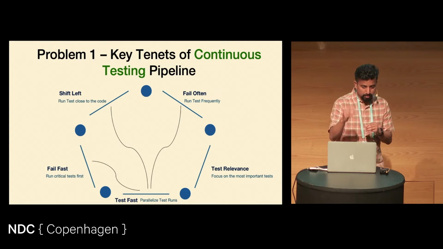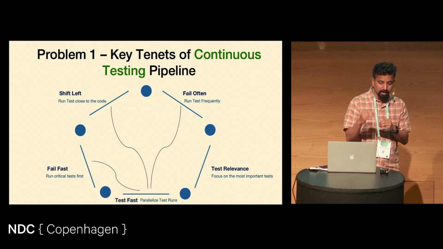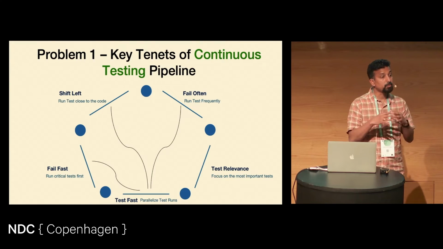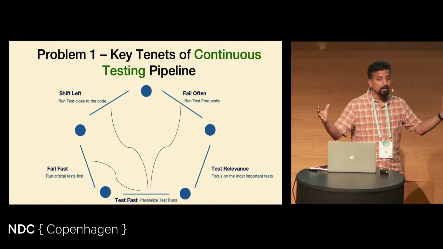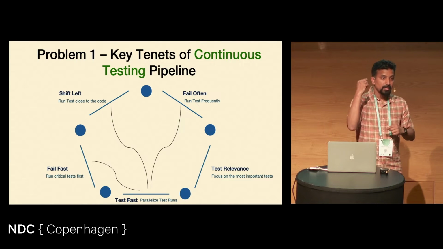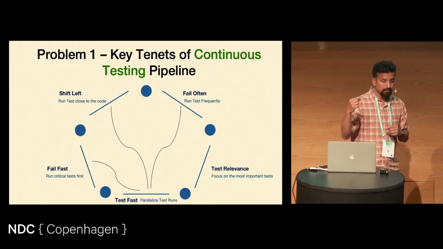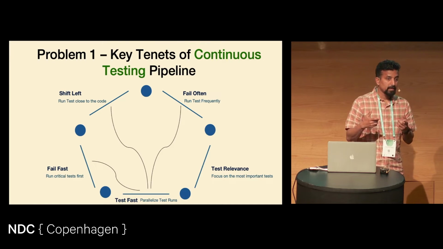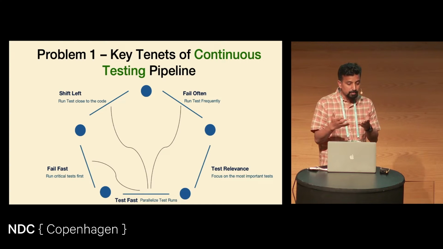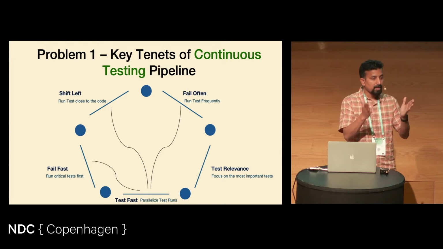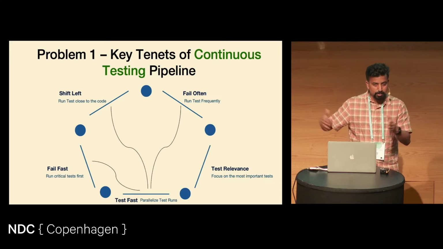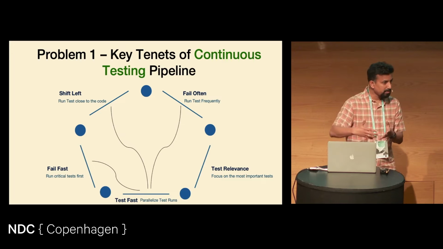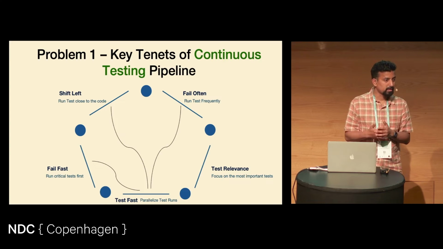So for all these three things, fail often, shift left, fail fast, one of the key components is to have the ability to run your tests in a concurrent fashion, because a faster feedback cycle is important for this concept to work and for developers to be productive. Testing fast means if you have 100 tests and you run them in sequence, it's going to take 2 hours. Would you be okay waiting 2 hours for the feedback cycle? No, nobody would be interested.